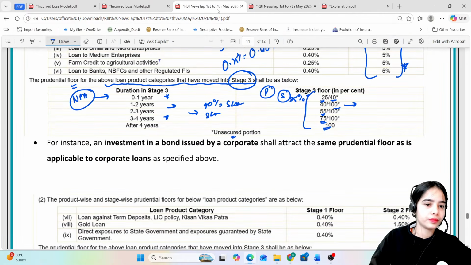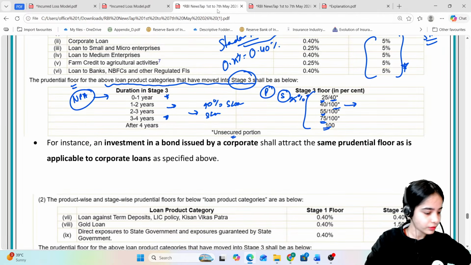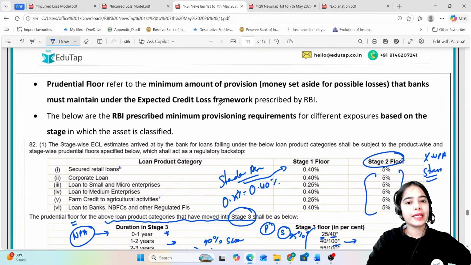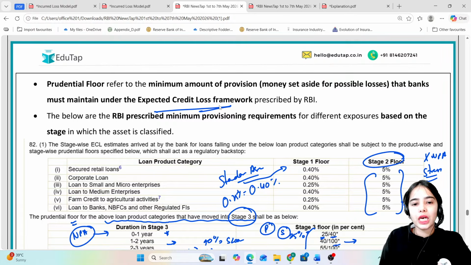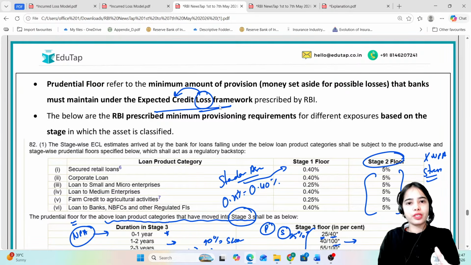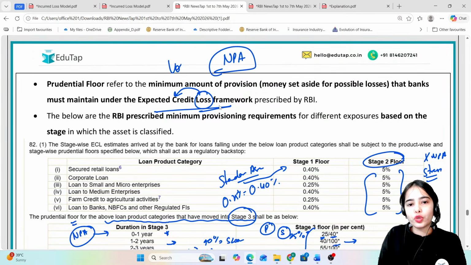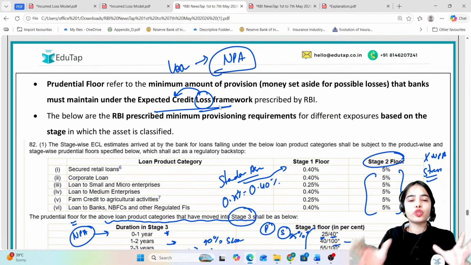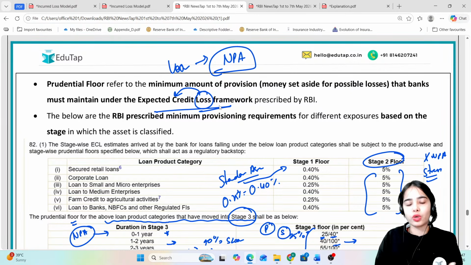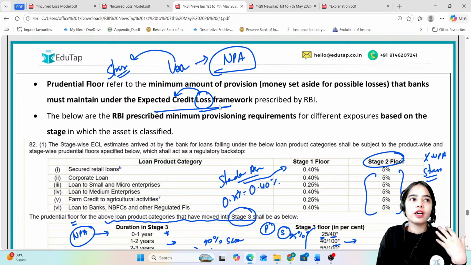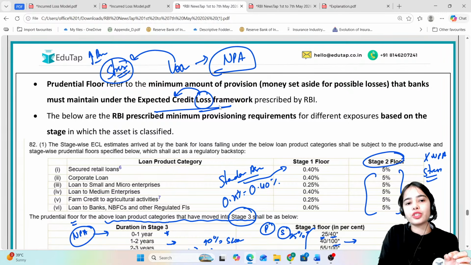Any confusion till now? So this is the idea that in the expected credit loss framework, the loss has to be identified as soon as there are any fluctuations or delays in the payment. We do not have to wait for the loan to become NPA to recognize the loss and start maintaining higher provisions for it. As soon as the stress is identified, higher provisions should be maintained.